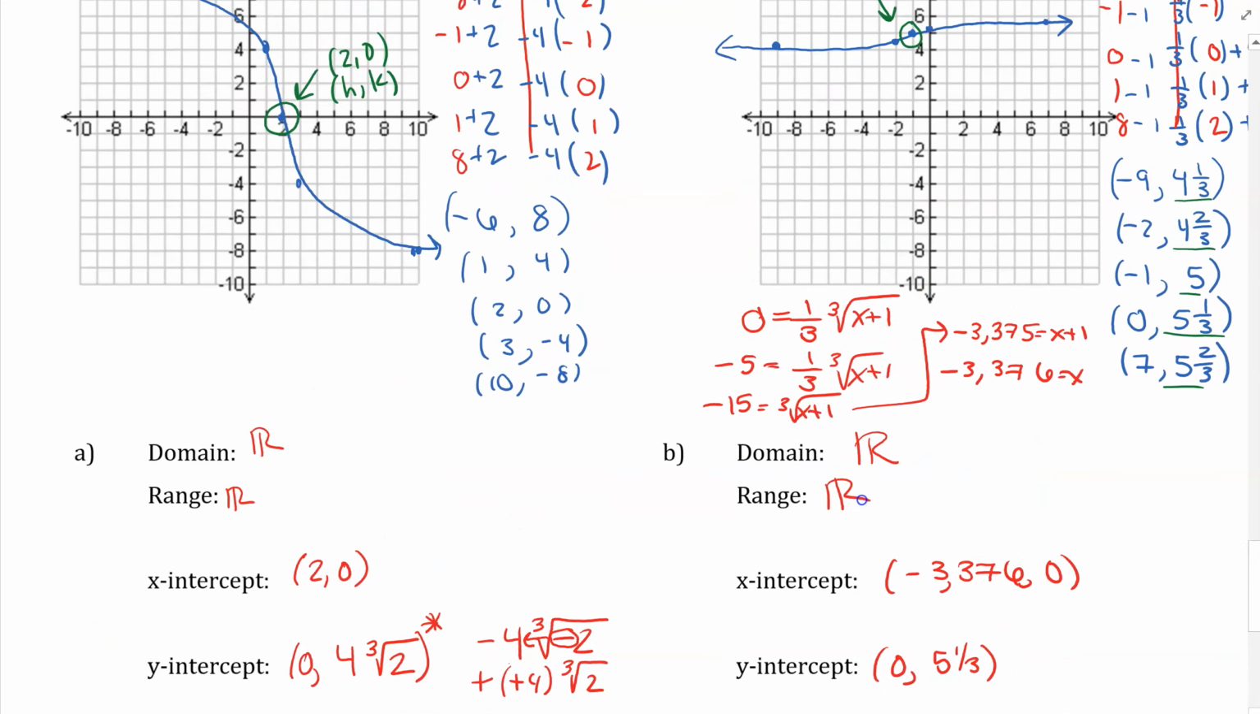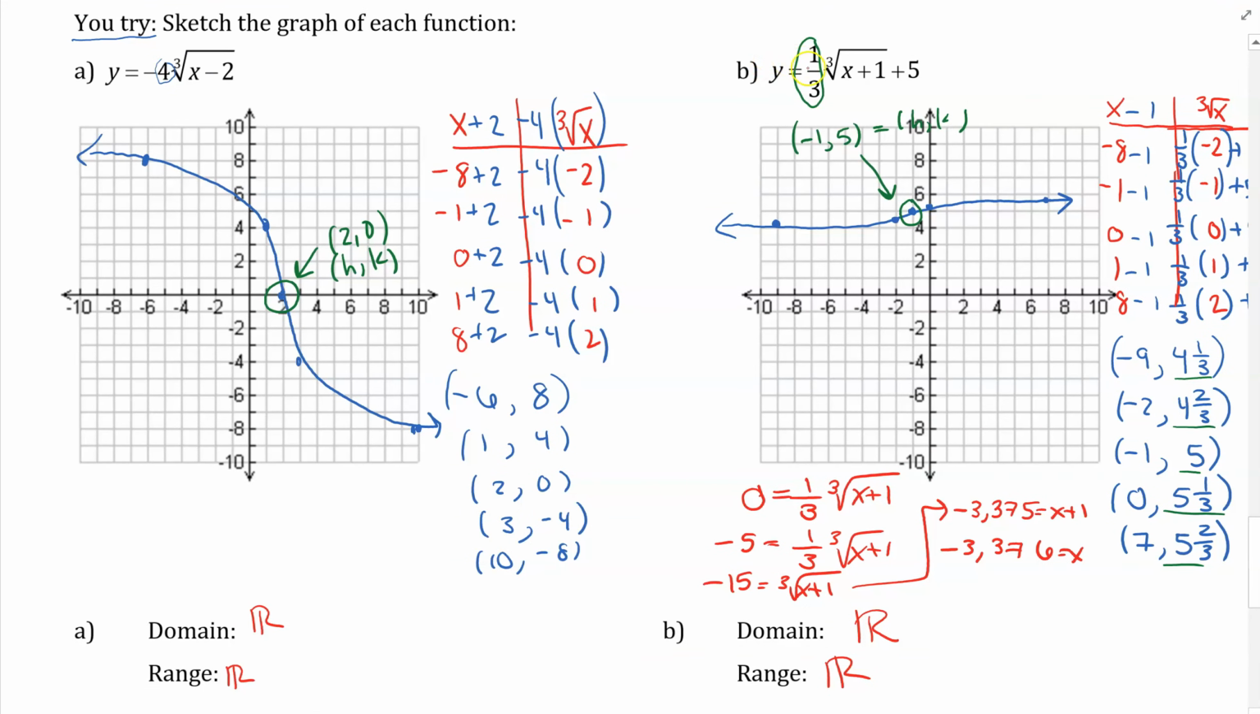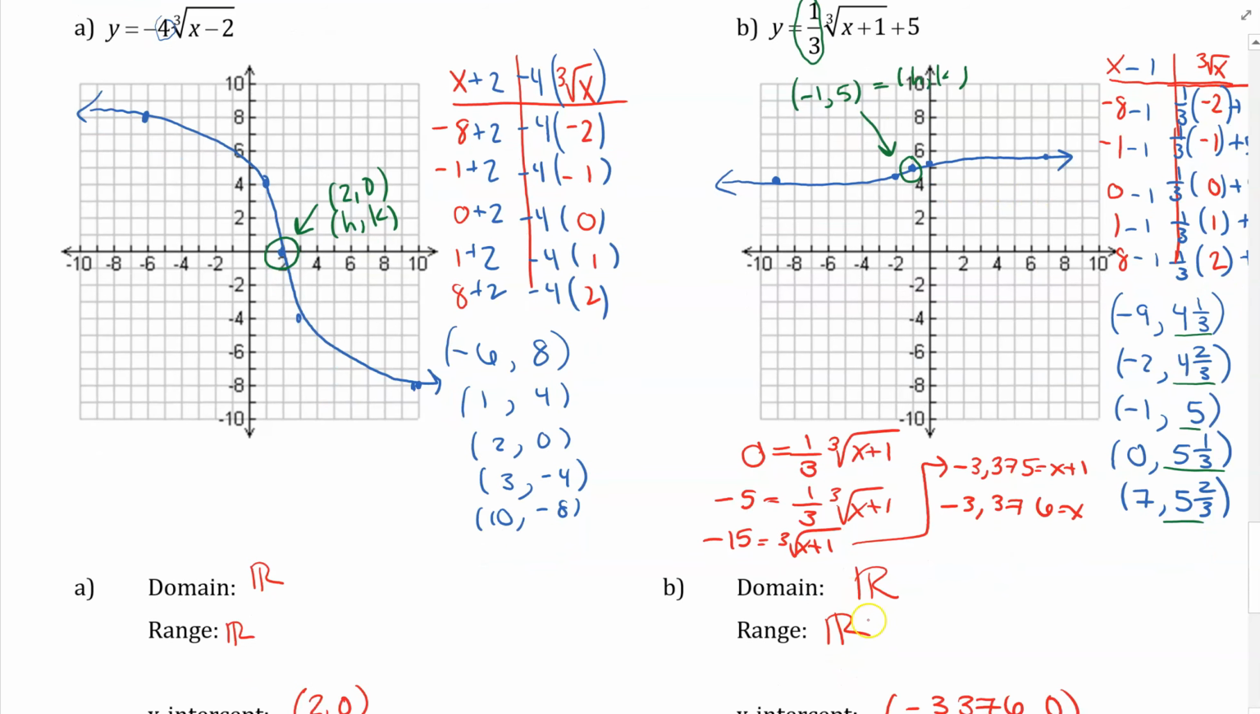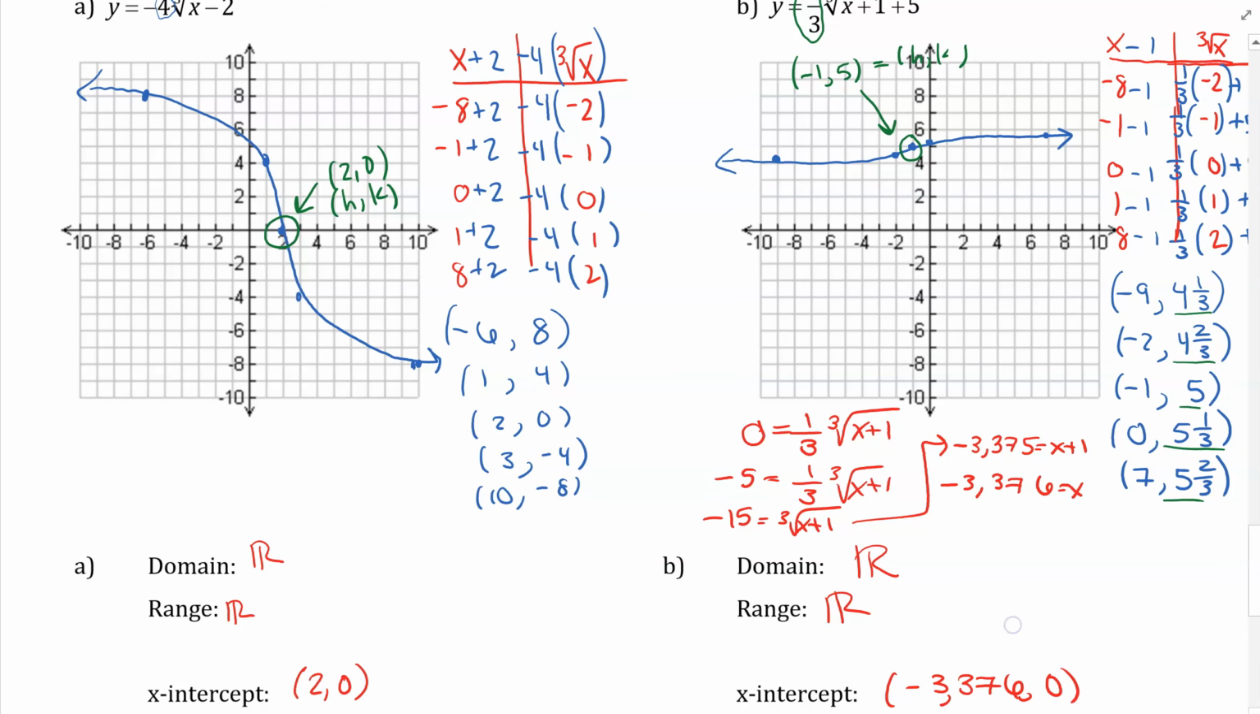For the second graph, the equation is here. y equals 1/3 times the cube root of (x plus 1), plus 5. The graph for that you can see here. The domain and range were both all real numbers, as they always will be for cube roots. The x-intercept ended up being a really large negative. And if you look at the graph, it's going down ever so slowly on the left, so it's going to take a long time before it finally hits the x-axis.